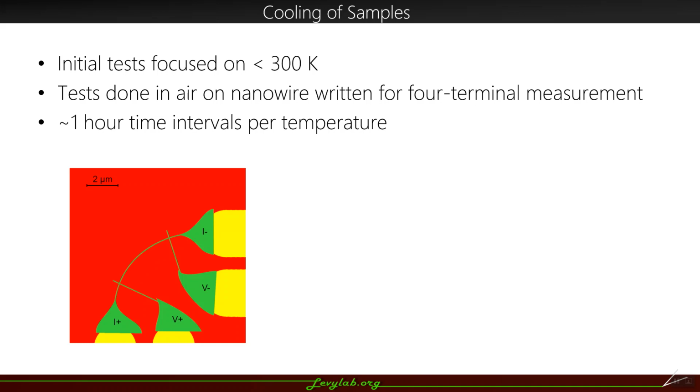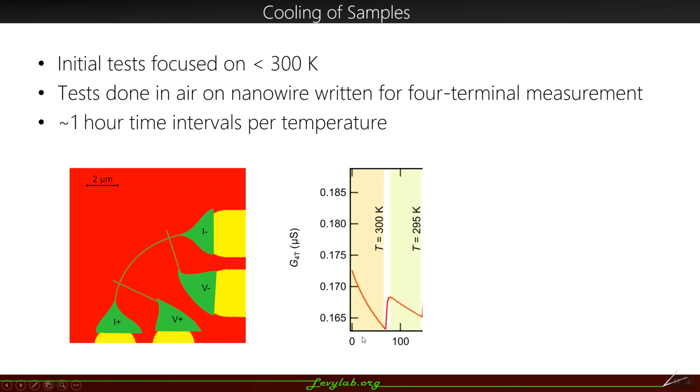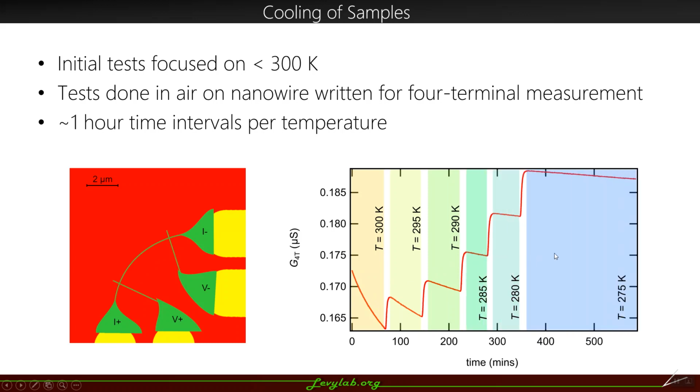We used 1-hour time intervals for each temperature, that is to say, we placed the sample in the cryostat at 300 Kelvin, and then we allowed it to decay for an hour, at which point we decreased the temperature by 5 Kelvin, seeing a characteristic jump in conductance, and then we allowed it to decay again. We repeated this for 295, 290, 285, 280, and 275 Kelvin, and then we applied a linear fit to each one of these temperature intervals, giving us an approximate value for a slope of this time.